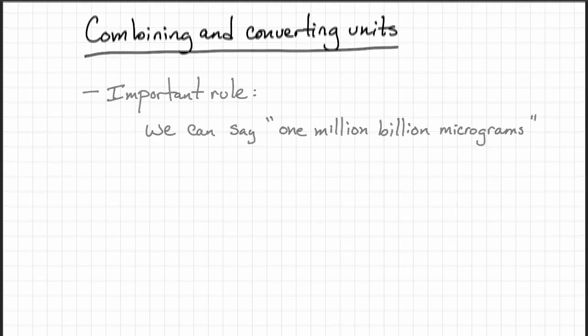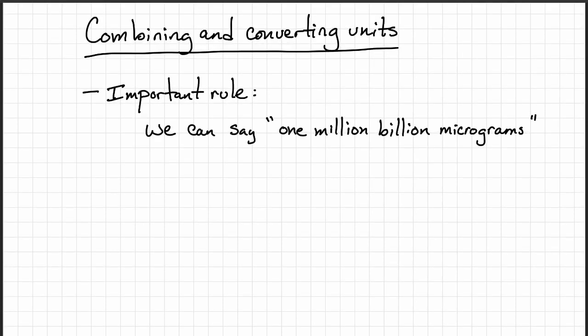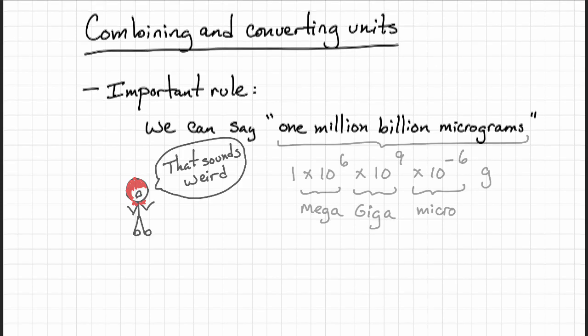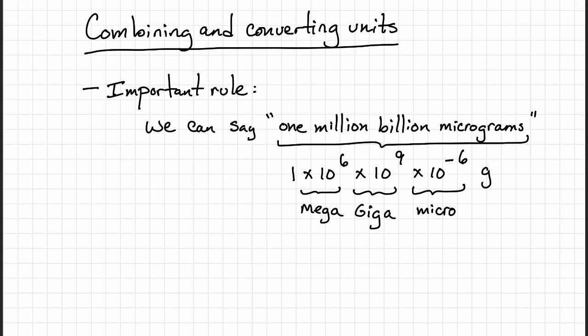The English language allows us to say things like 1,000,000,000,000 micrograms. That sounds weird, but it's not disallowed by the way that the English language works. If we convert this into the SI unit system, we can change million to 10 to the 6, billion to 10 to the 9, micro is 10 to the minus 6.